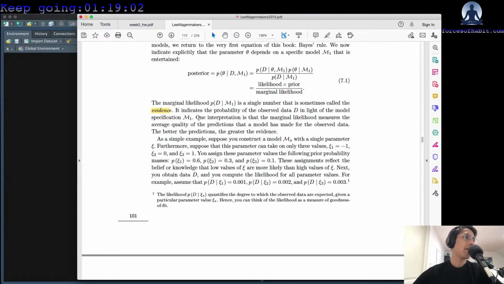And so here, it's talking about there being a diverging interpretation. So one interpretation is that this is the prediction of the observed data. So the better, the more evidence.